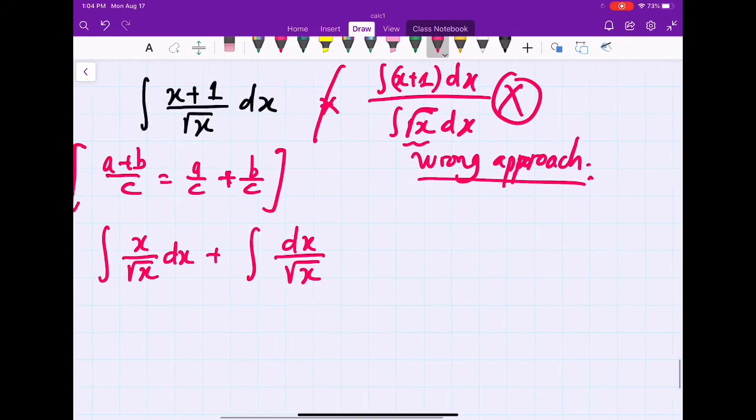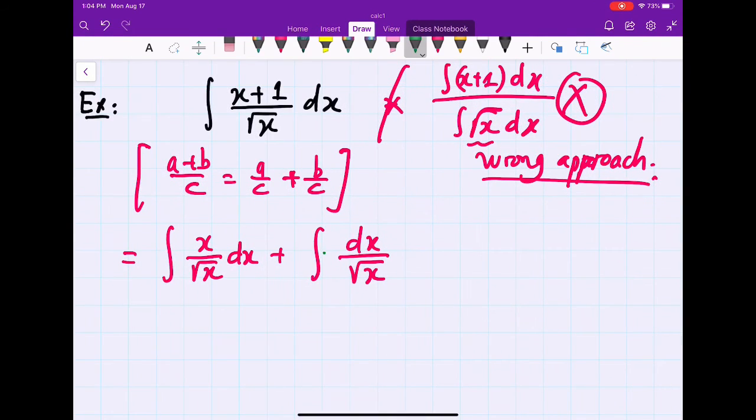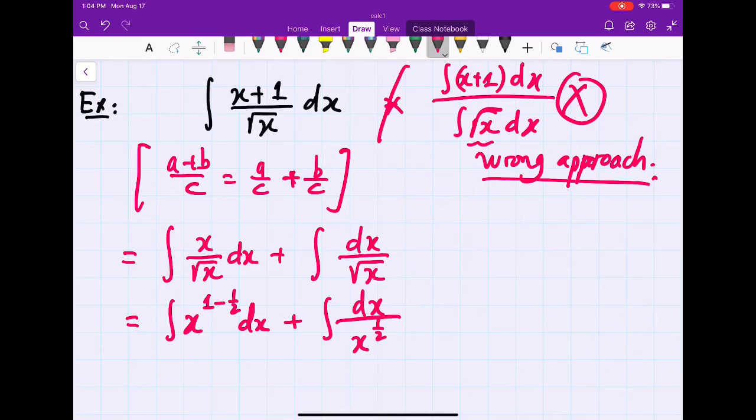Because one is right here, one is right here already. You see? But when we have an integral, we don't write 1 as a coefficient. So I will simplify the first integral, because x to the 1 divided by x to the 1/2 is just x to the 1 minus 1/2 dx, plus I write x to the 1/2.